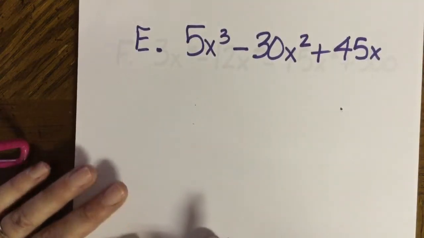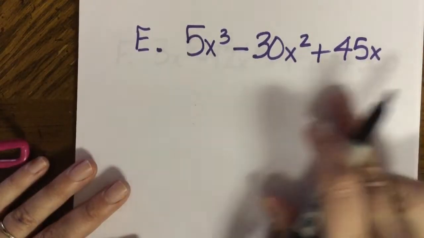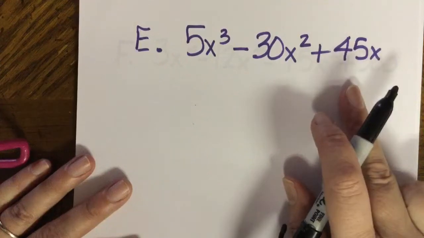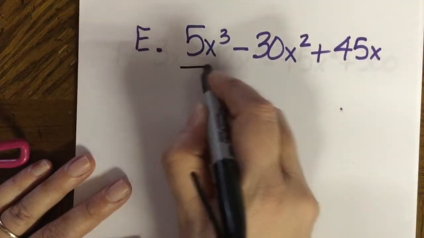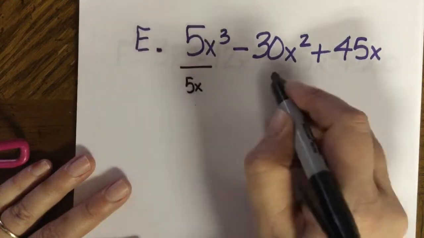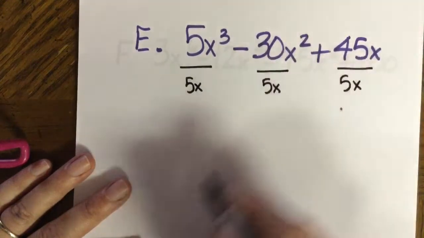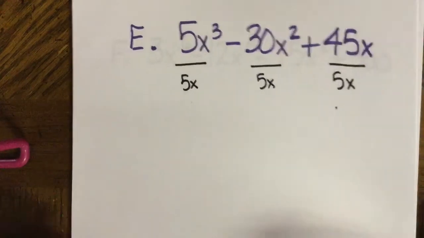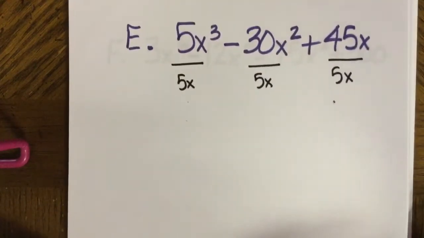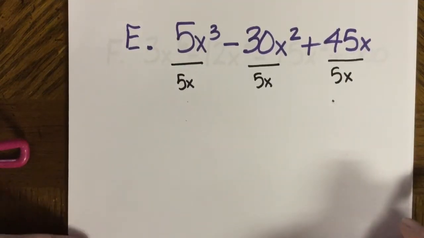All right, let's look at this one. 5 is not a perfect square, and neither is 45. But I see that I have a GCF. Everything has a 5 and an x term. So I'm actually going to divide everything by 5x. Now, from grading your quizzes, sometimes we forget to write that down at the bottom. So I'm going to put it at the bottom of my paper. I want you to see that I've put it down there because I know that I'm going to have to end up multiplying that times my final factors.